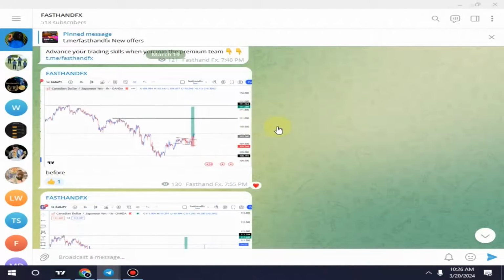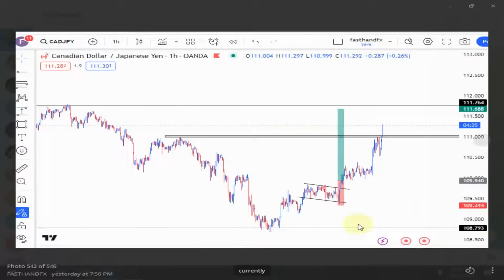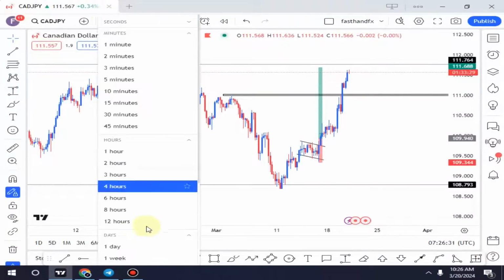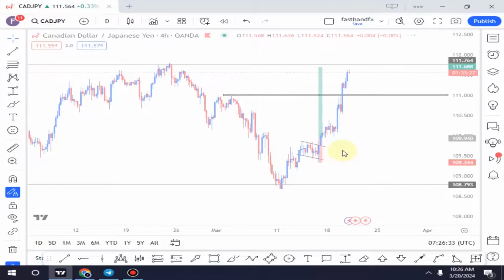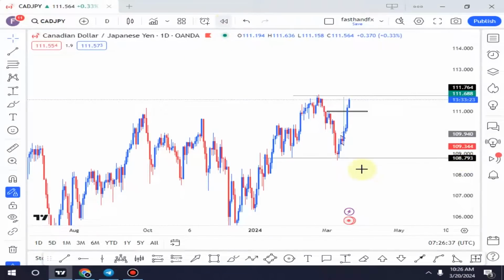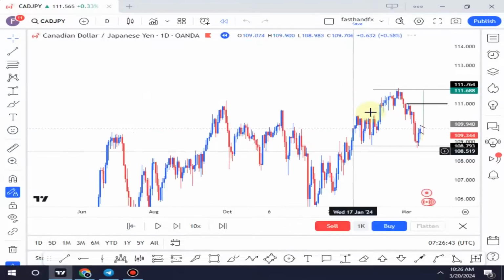the CAD JPY right over here. You see, and of course, this is when the market was playing out currently. That is yesterday, almost hitting TP. And of course now this is where we are. Okay, so this is a very simple trade, and I'll show you what I saw and explain everything for you guys to understand how easy it is.